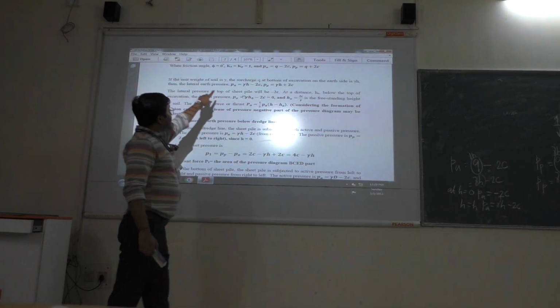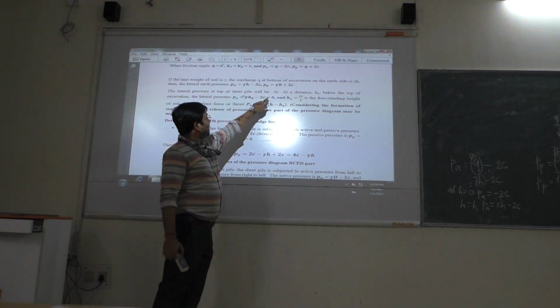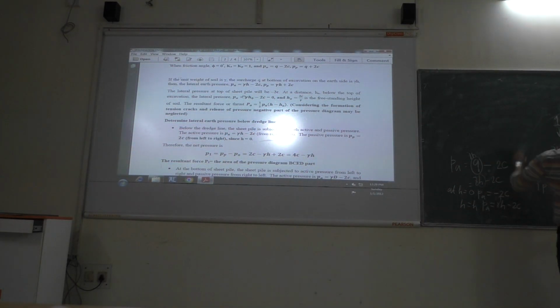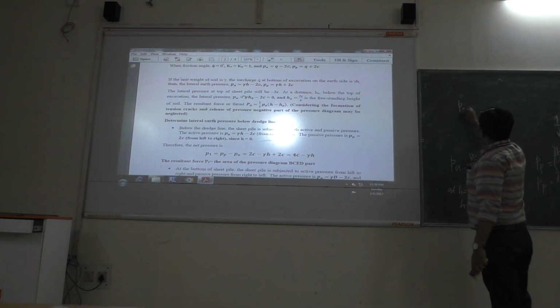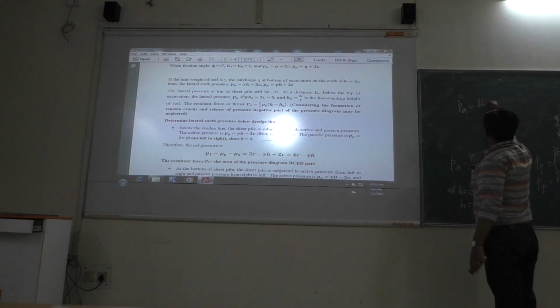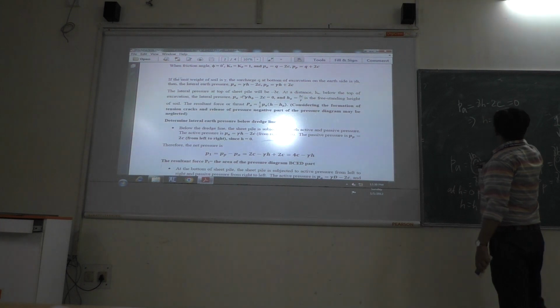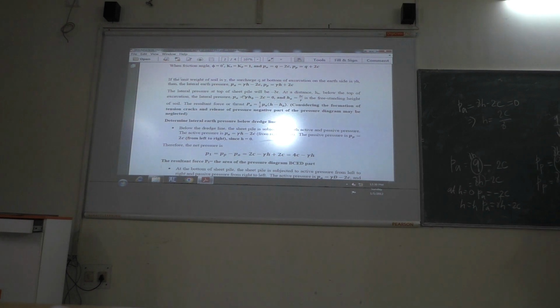So this is the active earth pressure at the top, that is minus 2C. Now one thing that is not required in the calculation, but for definition: if gamma H minus 2C is 0, that means no active earth pressure. In that case, H is equal to 2C by gamma. This depth is called the critical depth in the case of a retaining wall. But this is not a retaining wall. I have told you that this is not a permanent structure like a retaining wall. This is a temporary structure.